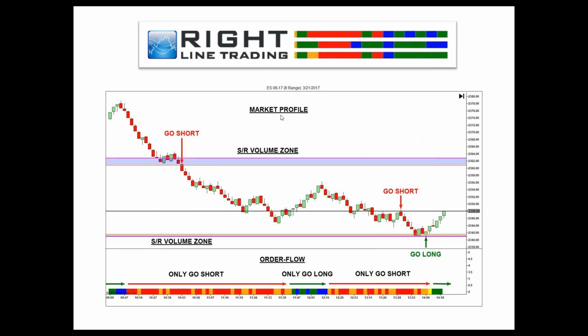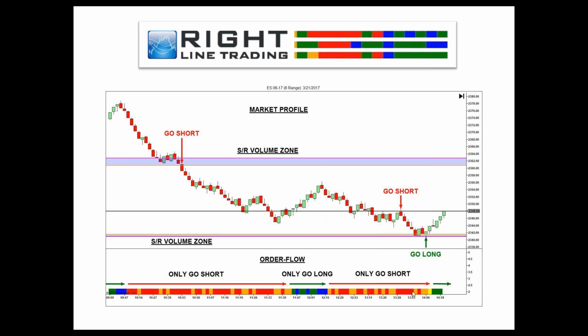Now, I wanted to give you an example. Here's a rejection zone, and price pushes through. And once it pushes through, this is just order flow. The only way that you could trade this is short. It hits the point of control. You can't go long, even though you're trading off a support. You just have to wait for order flow to turn, and then you can take a long trade off support.